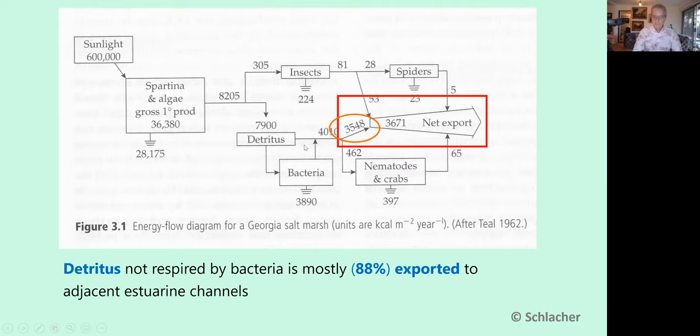So, surprise, surprise, the detritus which is not respired in a salt marsh by bacteria is exported into other systems. And this is why you find lots of seagrass, lots of sticks, lots of mangrove leaves on a sandy beach next to an estuary after it rained. You might say, okay, what about at the top here?